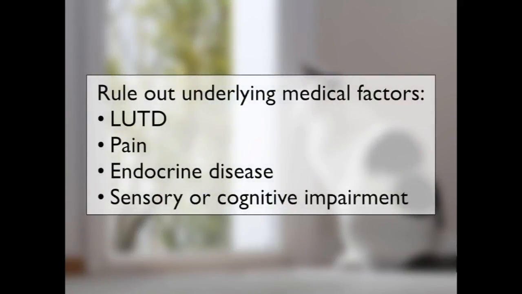Initially we need to rule out a number of underlying medical factors that could be important in this case. So lower urinary tract disease, pain, endocrine disease, particularly thyroid dysfunction, sensory or cognitive impairment. Any of these are problems that can alter motivation in cats, increase competition for resources, or increase stress. And particularly these are relevant in multi-cat households where they're likely to lead to increased conflict between the resident cats.